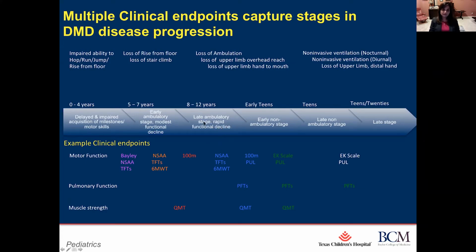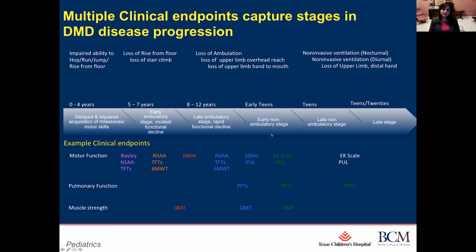At that point, if they're ambulatory, we can do the 100-meter walk test, and also the North Star Ambulatory Assessment, time function test, and 6-minute walk test. And there's another quantitative measurement of muscle testing, which uses a dynamometer, which can actually reflect any tiny changes in muscle strength.